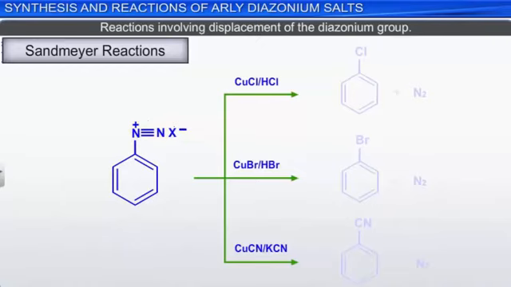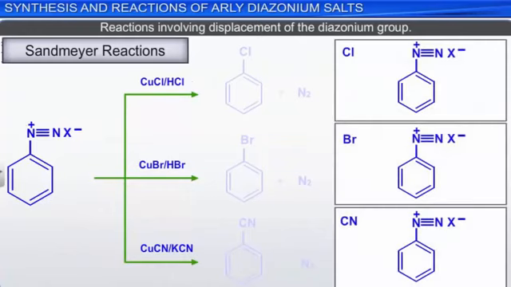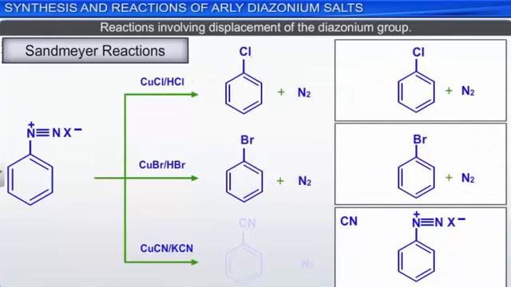In these reactions, the diazonium group is replaced by a chloride, bromide, or cyanide ion in the presence of copper-1 ions. Nitrogen molecules are released as a byproduct of the Sandmeyer reactions.